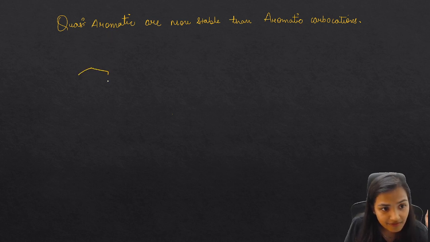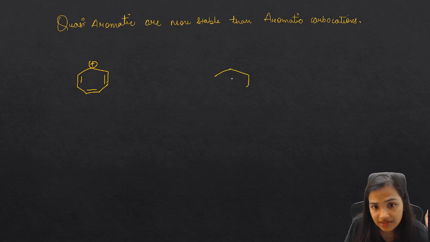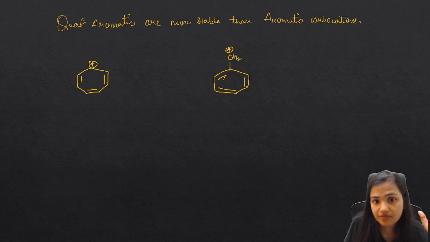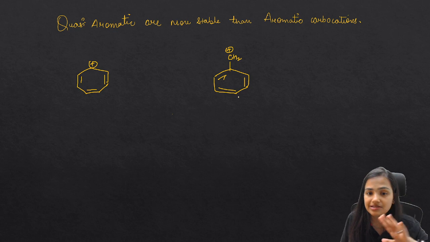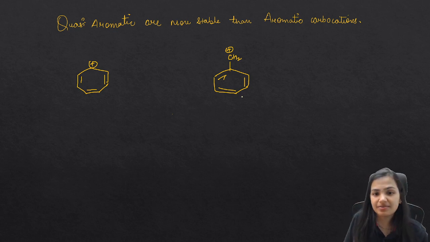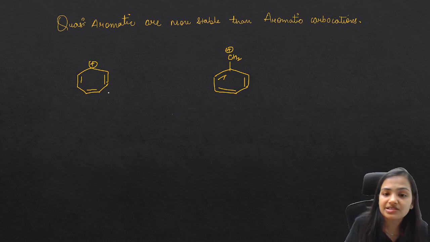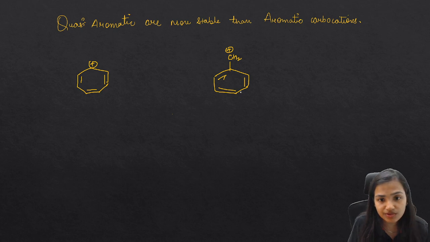Basically, when we are saying that this is a species that we do have, and we are saying that this is a species that we do have, there is a big difference between the two. This is a benzene containing ring. This is a benzenoid compound, but this is not a benzenoid compound. But if you see both of them together, this is quasi aromatic.